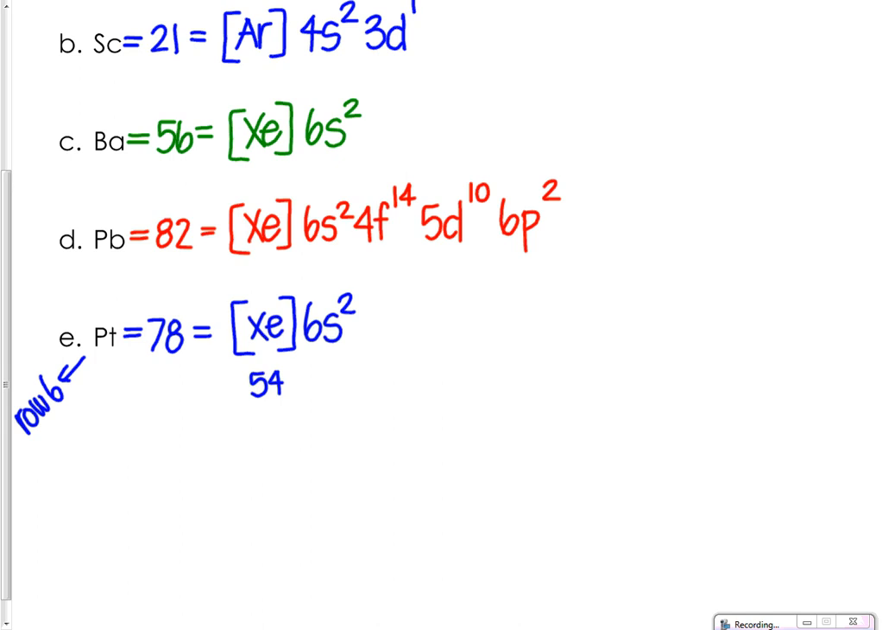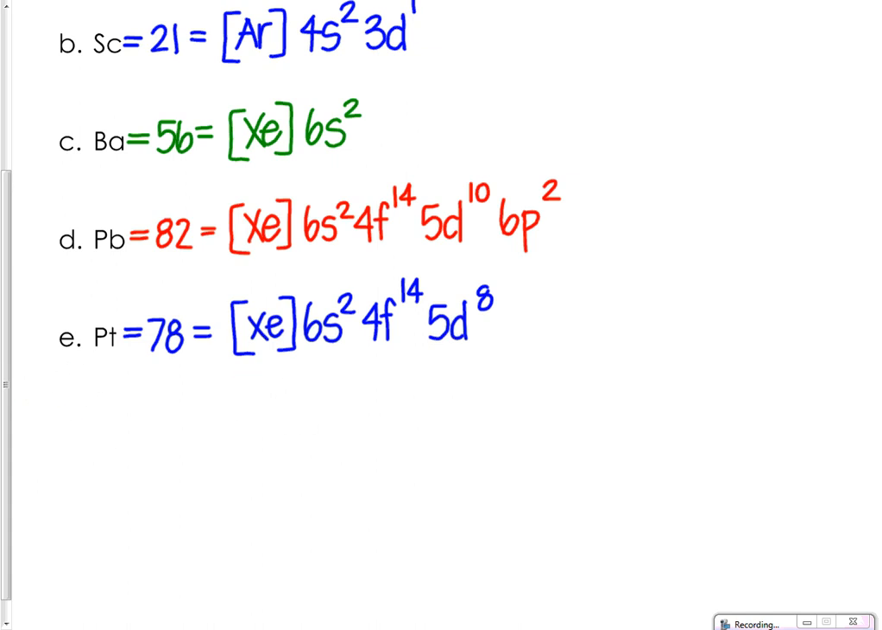After we get through the 6s, we go to the 4f. We can put all 14 of them, and that takes us to 70 even, 70 electrons. I only have 8 remaining. From there, I go to 5d, and I can put the 8 remaining electrons in the 5d.